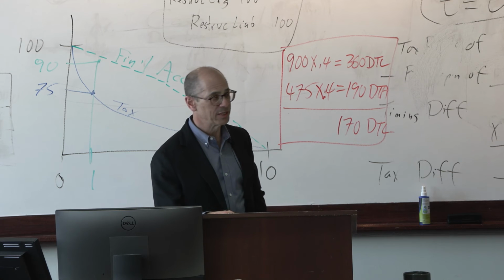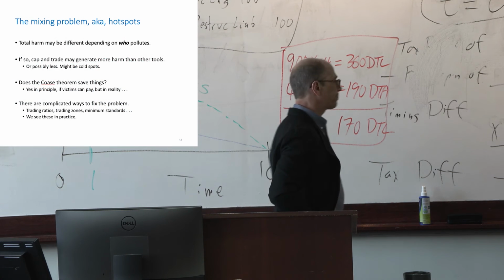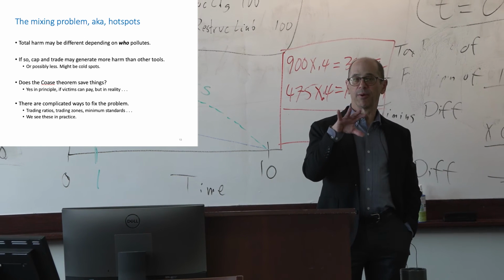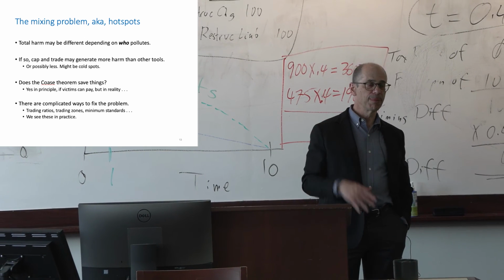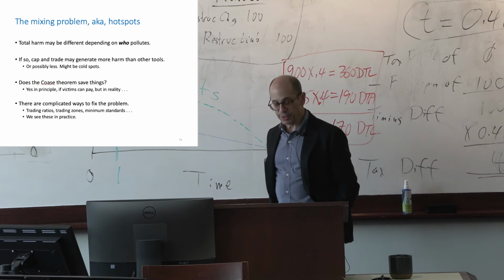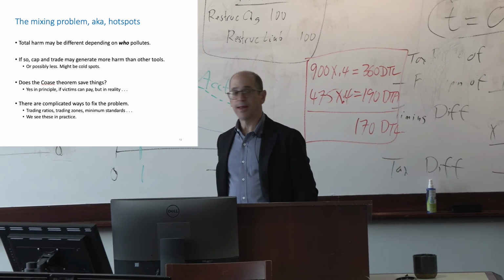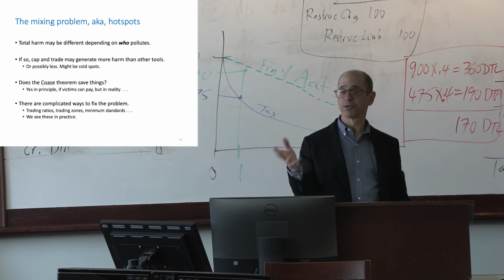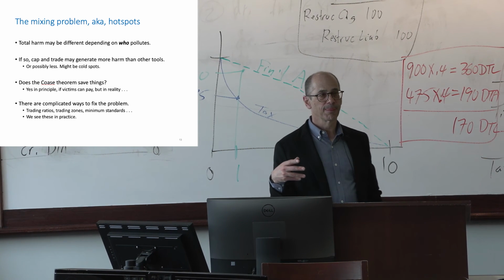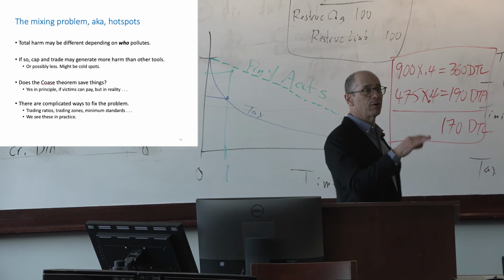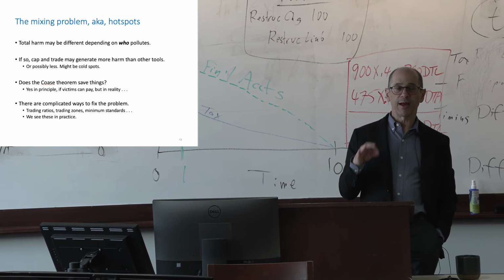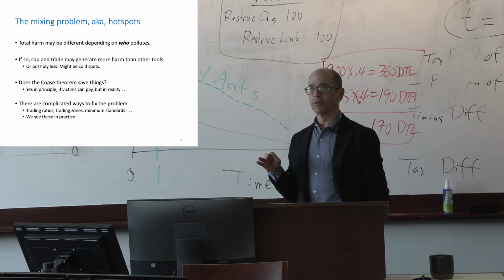This is the mixing problem, or hotspots. Go back to the initial example, polluter 1 and polluter 2, and the government set the total amount of pollution at 100. It said, I don't really care who amongst you pollutes, so long as the total's the same. That statement has to be true. I don't care who pollutes, so long as the total's the same. If that's not true, you don't want to do cap and trade.